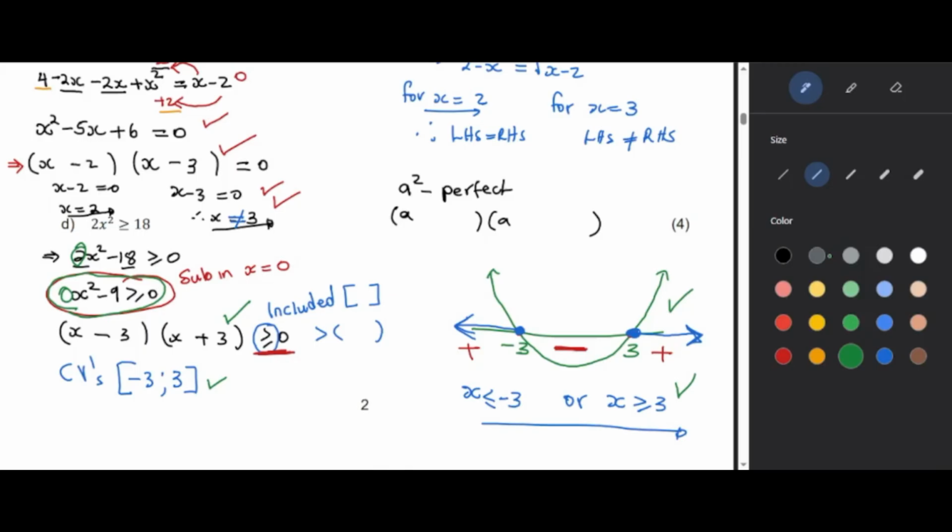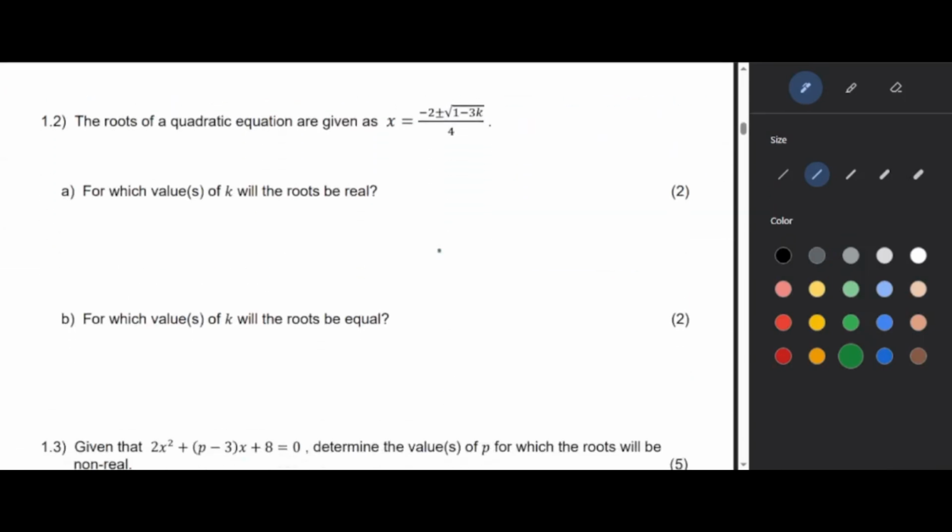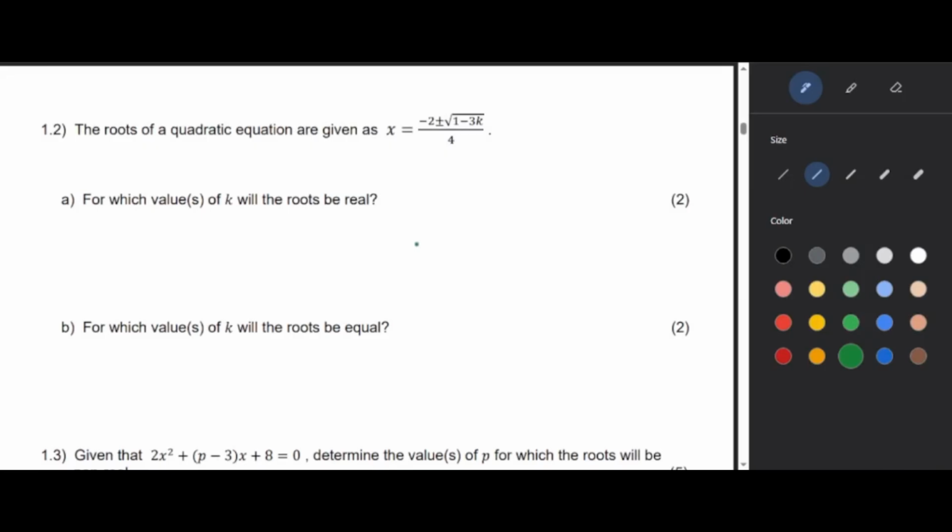I hope you guys are happy about that. And I think that's it for the algebra part where we are solving for x. Let's move to the next section of this question paper, which has to do with nature of the roots.